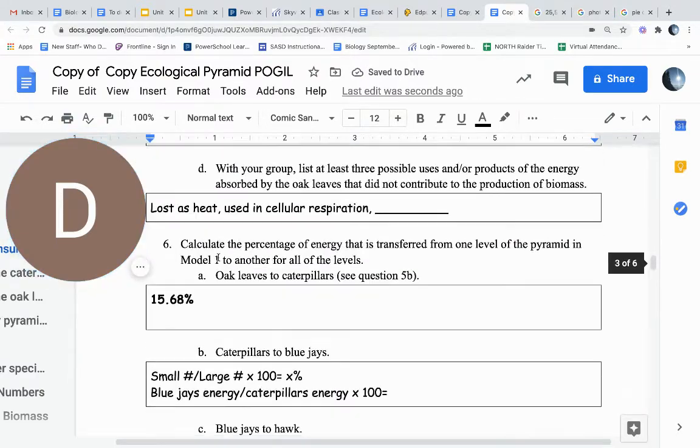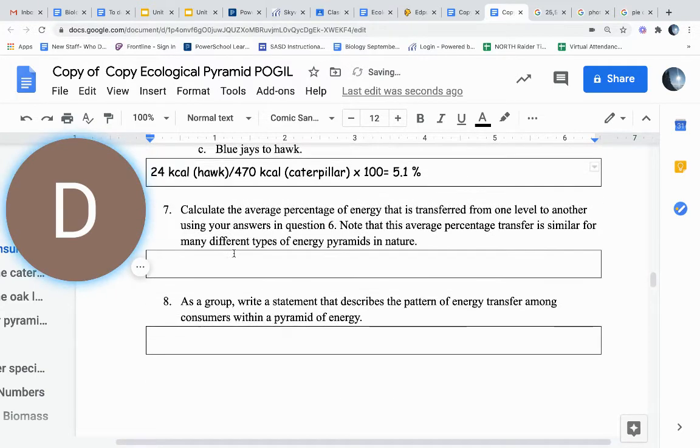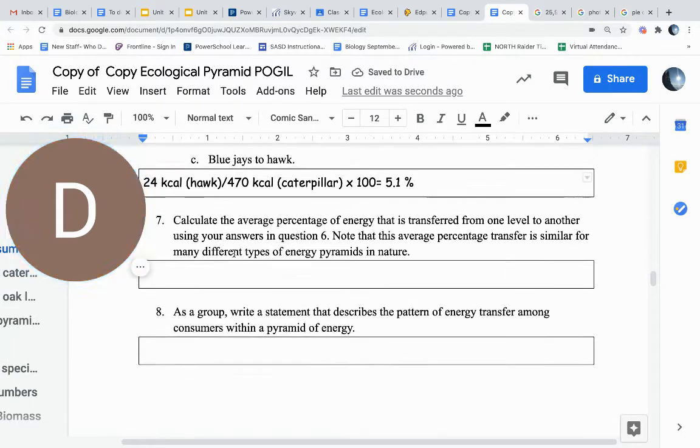So 24 over 470. So we got 24 kilocalories for the hawk, just the small number, less energy the further up you go, and then 470 kilocalories as the blue jay, right? Times 100. So let's figure out what that is. You can go ahead and type that in your calculator. 24 divided by 470 times 100 is going to give us about 5.1%. 5.1% would be how much is passed on from the Blue Jays to the Hawks, so not very much.